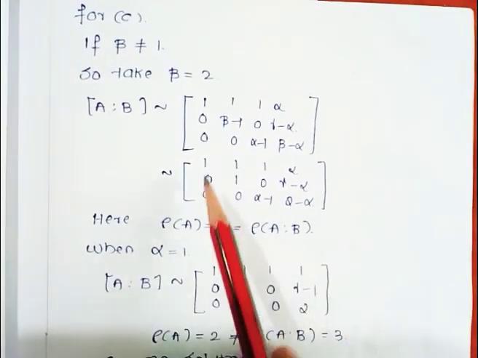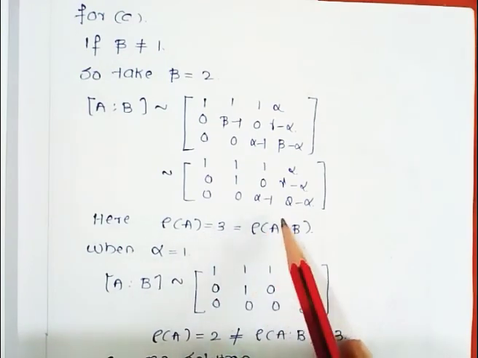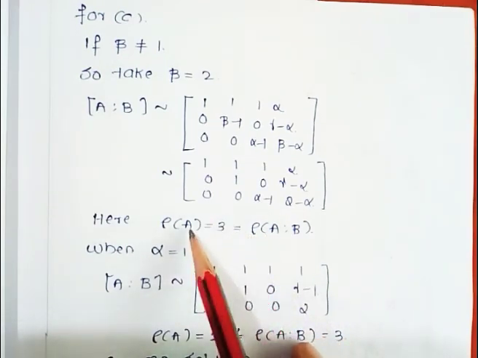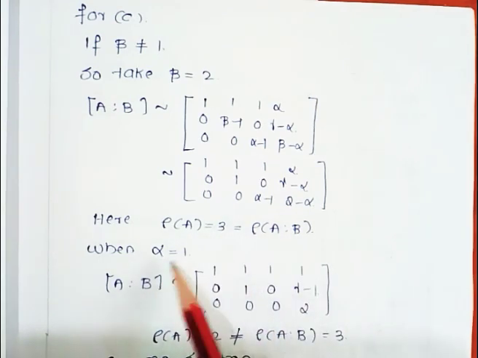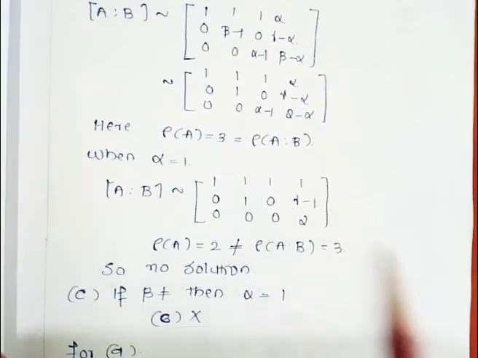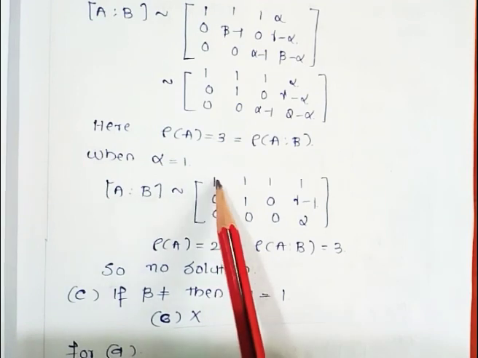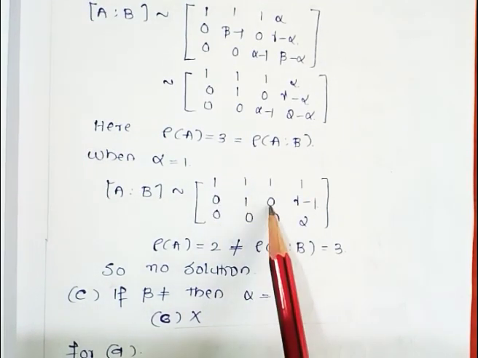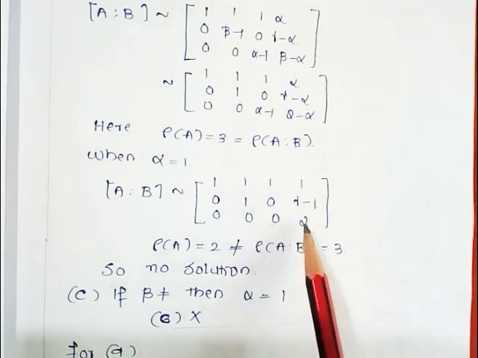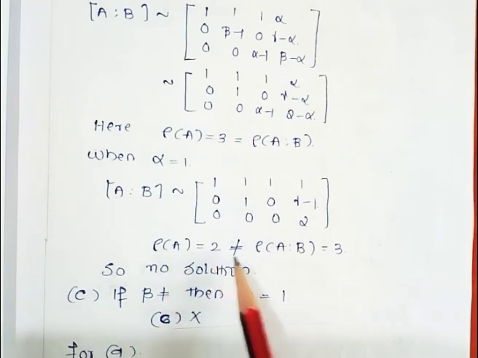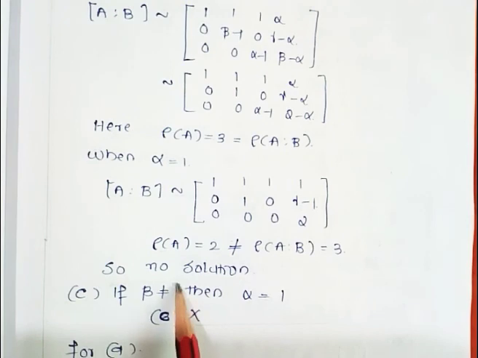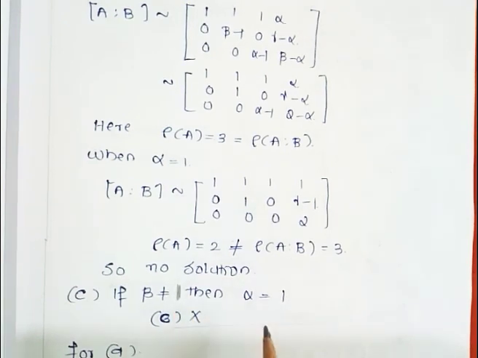Here the rank of A is equal to 3, which is equal to the rank of the augmented matrix AB. When alpha is equal to 1, this augmented matrix AB becomes 1, 1, 1, 1, 0, 1, 0, gamma minus 1, 0, 0, 0, 2. Now here rank of A is equal to 2, which is not equal to the rank of the augmented matrix, which is equal to 3. Our third option says that if beta is not equal to 1, then alpha is equal to 1.